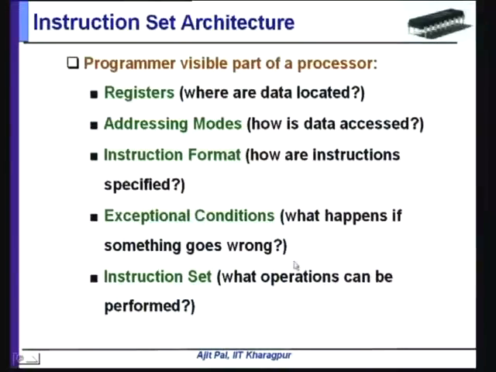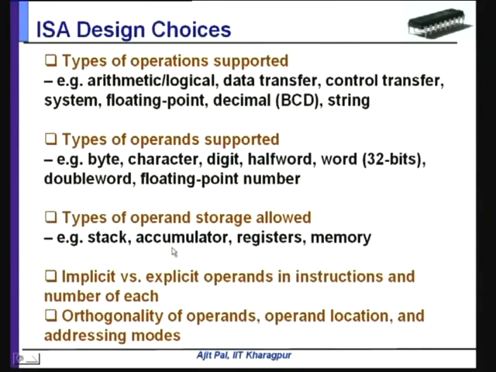Whenever that happens, if something goes wrong, that also has to be specified and should be known to the programmer. Whenever these exceptions happen, for example, if an interrupt occurs, it knows that there is an interrupt service subroutine, a specific address to which it will jump. Then all this together represents the instruction set, what operations can be performed. Okay. So, these are the different programmer visible parts provided by the instruction set architecture.